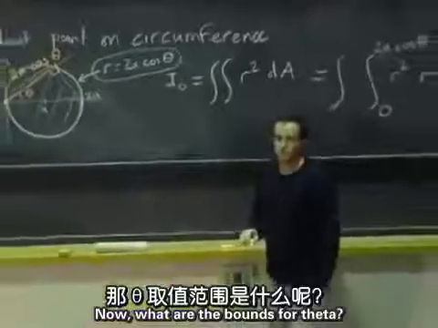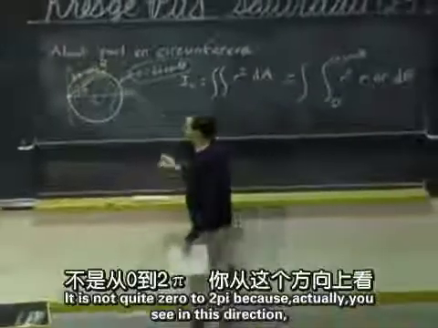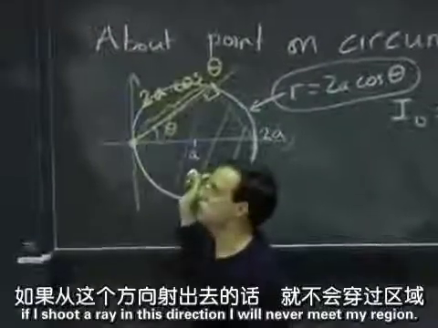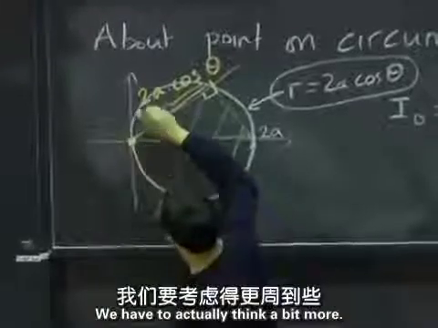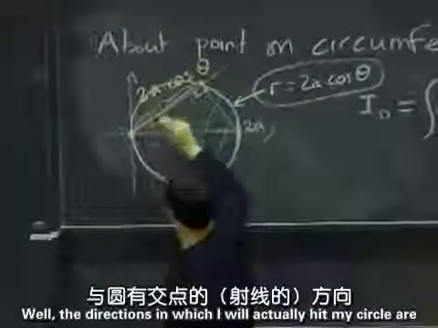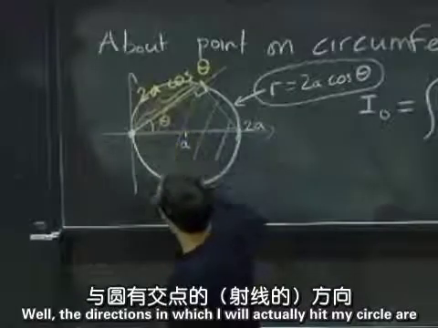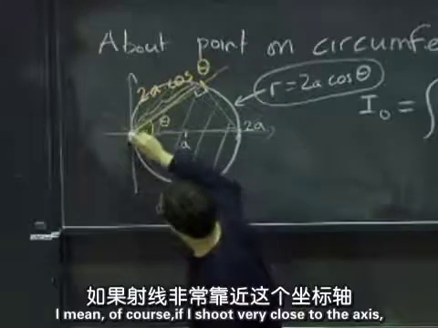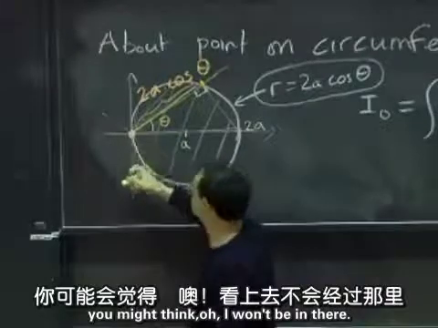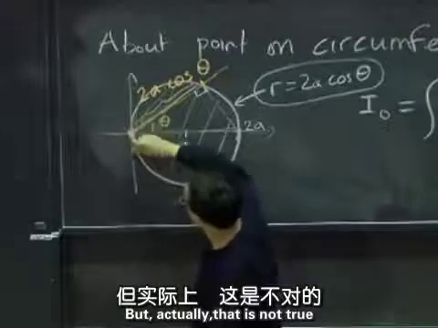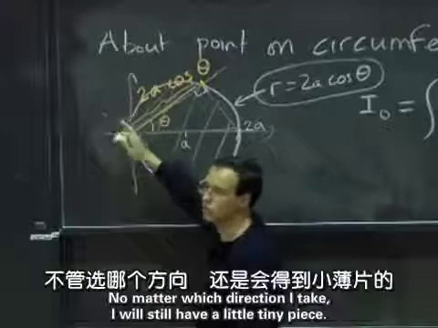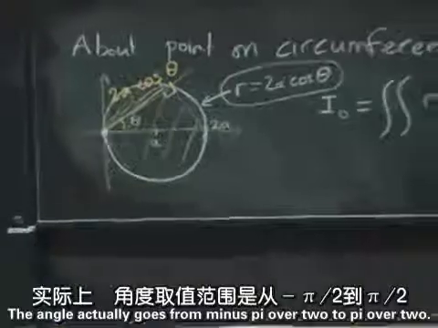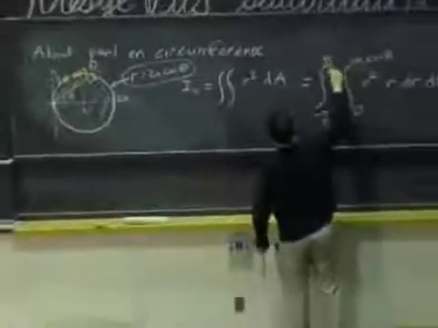Now, what are the bounds for theta? It's not quite 0 to 2 pi because actually, you see, in this direction, if I shoot a ray in this direction, I will never meet my region. So I have to actually think a bit more. Well, the directions in which I will actually hit my circle are all the directions in the right half of the plane. Okay, I mean, of course, if I shoot very close to the axis, you might think, oh, I won't be in there, but actually that's not true because here the circle is tangent to the axis. So really, no matter which direction I take, I will still have a little tiny piece. So the angle actually goes from minus pi over 2 to pi over 2.